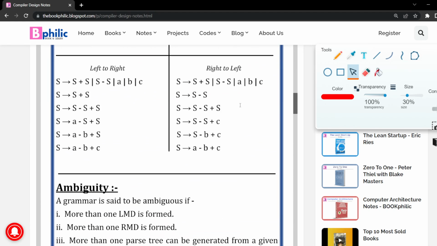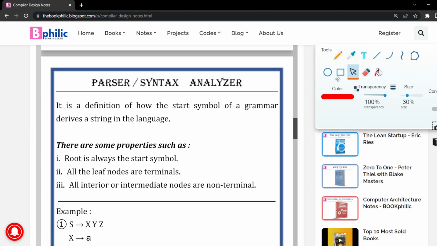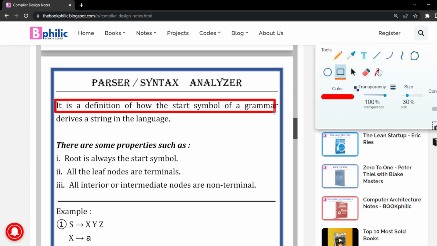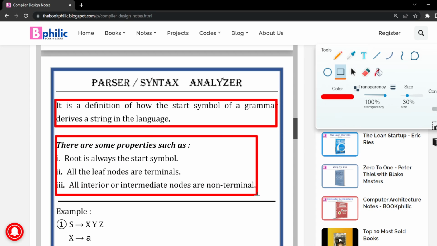So here we go. At first, we are going to discuss the parser and syntax analyzer. Here is the definition: how the start symbol of a grammar derives a string in the language. So whenever you are given a production rule, you will be given a string as well, in order to derive the string from the given production rule. Here we need to understand and remember these 3 points. These are the logical things.